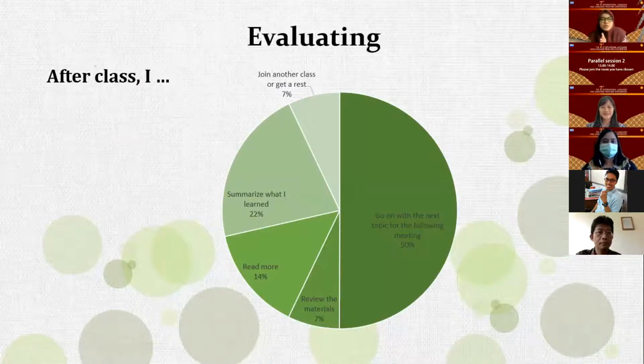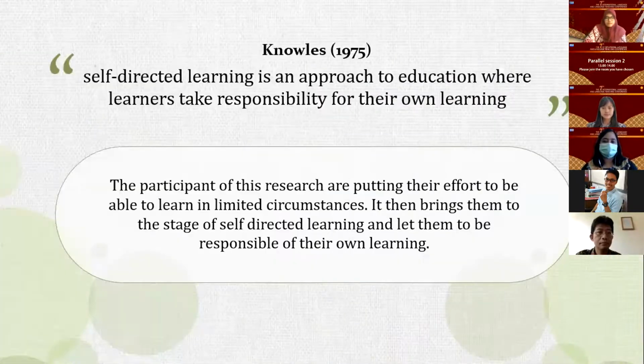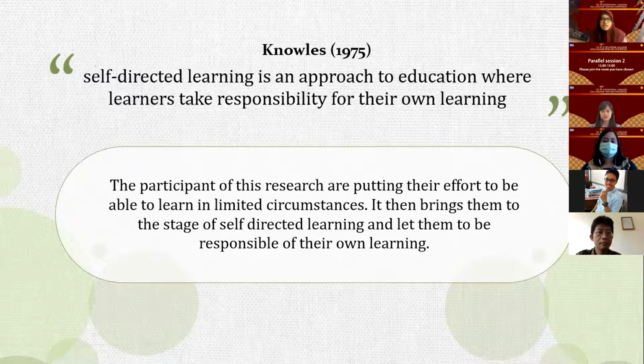And then this one is what they do after class: 50% just move on and go for another class. And then the others decide to summarize, read more, or review the materials. And then here, after knowing all those things, we found out that the participants of this research are putting in effort to be able to learn in limited circumstances because they need to work in the online condition, and it brings them to the stage of self-directed learning and lets them become responsible for their own learning.